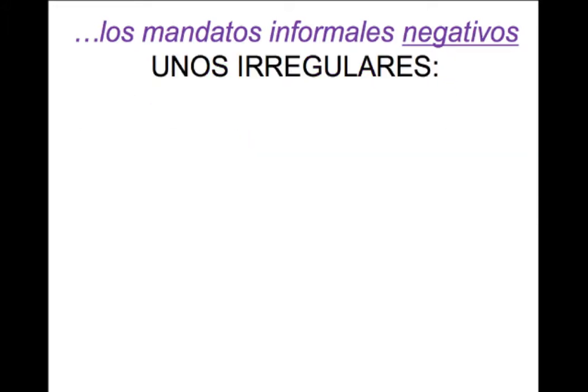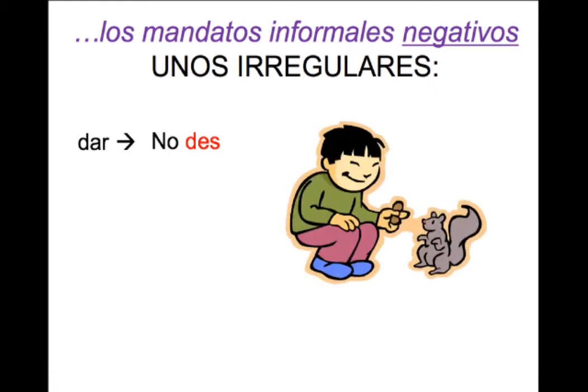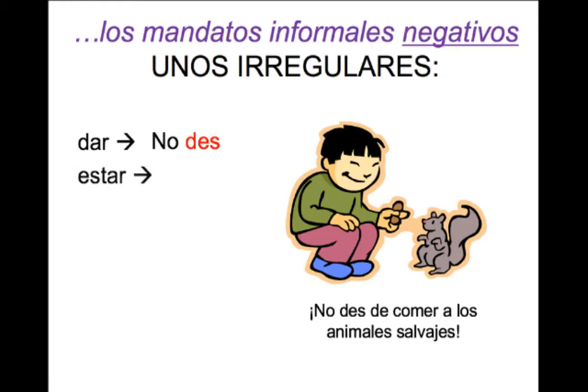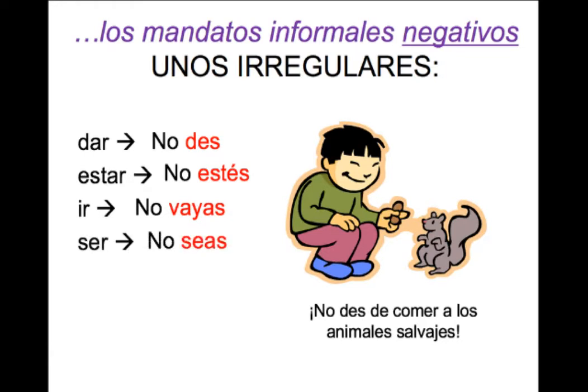There are also some irregulars that you just have to memorize. Unos irregulares, like dar, to give, becomes no des. So, no des de comer a los animales salvajes. Don't feed or don't give food to wild animals. Estar, no estés. Don't be that way. Ir, no vayas. Don't go. Ser, no seas. Don't be that way, if it's more of a personality characteristic we're talking about.